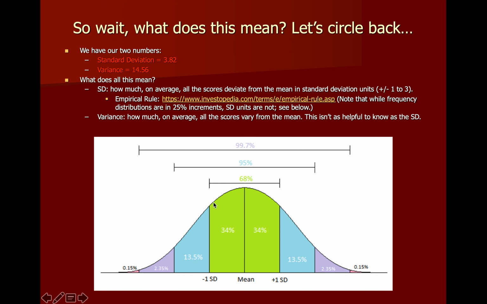So standard deviation is how much on average all the scores deviate from the mean in standard deviation units. And there's just plus or minus 3. So 1, 2, 3. And then the variance is how much on average all the scores vary from the mean. And this isn't as helpful to know as the standard deviation. So a lot of times you'll just hear folks talk in standard deviation units and you really won't hear variance, even though you can't calculate standard deviation without calculating variance. But let's go ahead and watch what this empirical rule is, and maybe it'll make a little bit more sense as well.